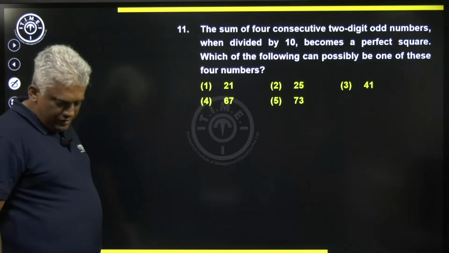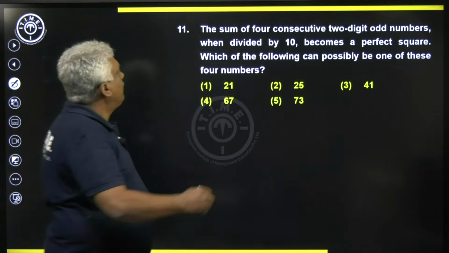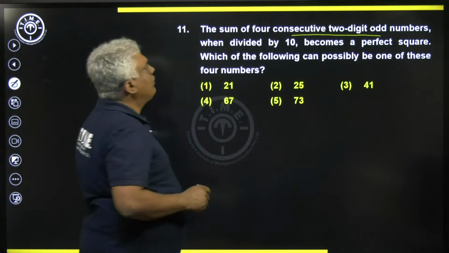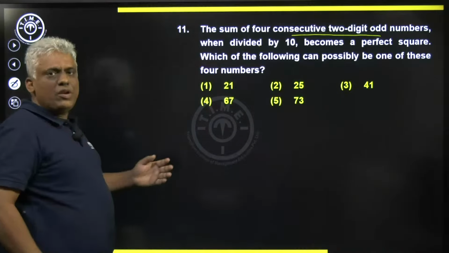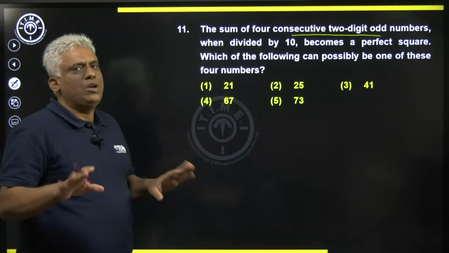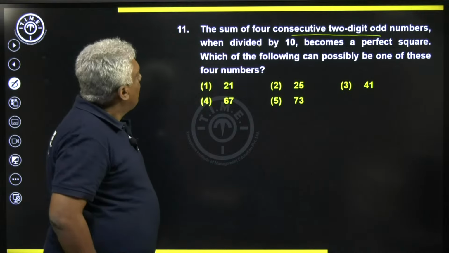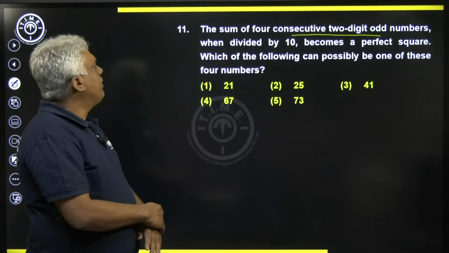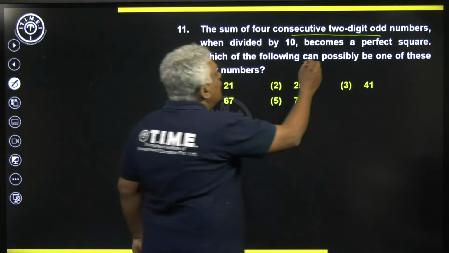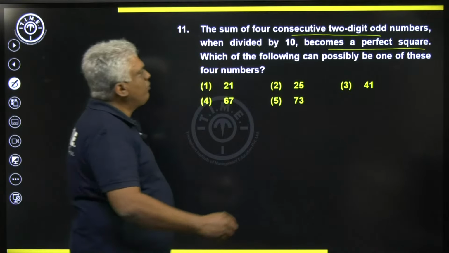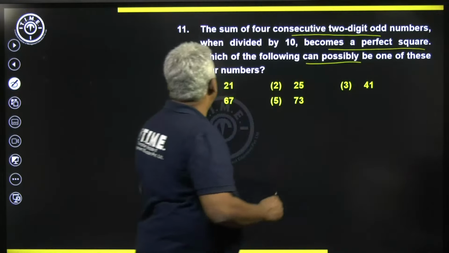Okay, guys, let's see this question. There are four consecutive two-digit odd numbers. This question can also be done in more than one way, so I'm doing it one way. The sum of four consecutive two-digit odd numbers when divided by 10 becomes a perfect square. Which of the following can possibly be one of these four numbers?